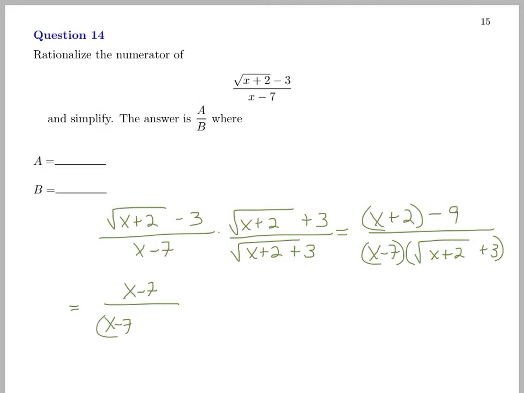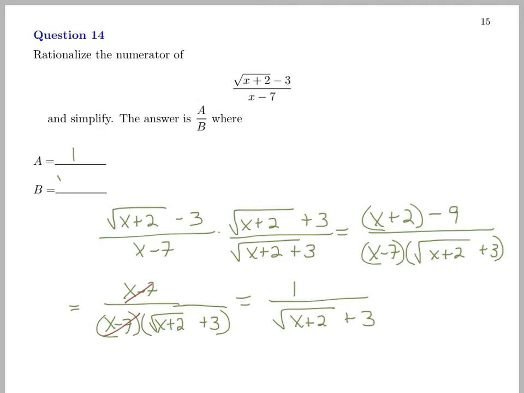So that is going to cancel with the x minus 7 in the denominator, right? So that would just leave 1 over the square root of x plus 2 plus 3. So 1 for a, and square root of x plus 2 plus 3. Right, and remember, when you put these into WebWork for the square root, you're just going to write sqrt like that.